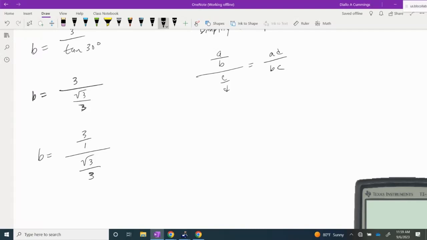So I could multiply the very top and the very bottom. So I can multiply 3 times 3, and that'll go in the numerator. I can multiply the bottom of the top and the top of the bottom, so I can multiply 1 times the square root of 3.